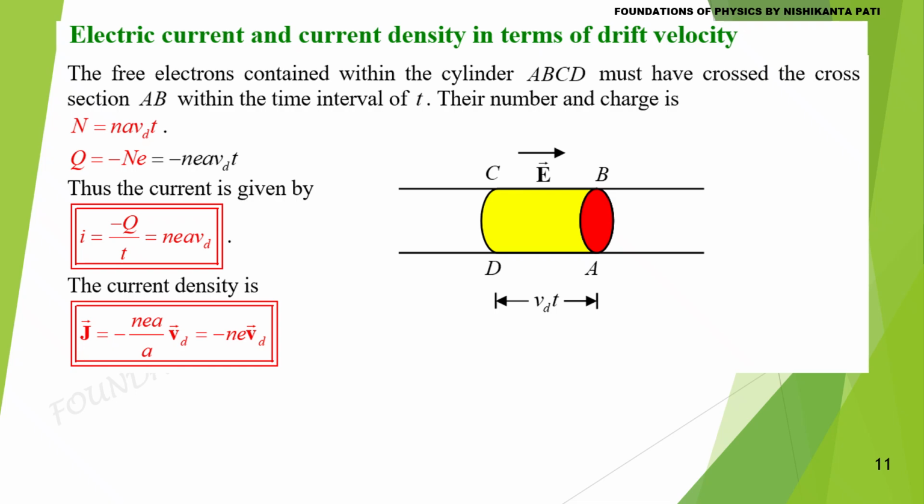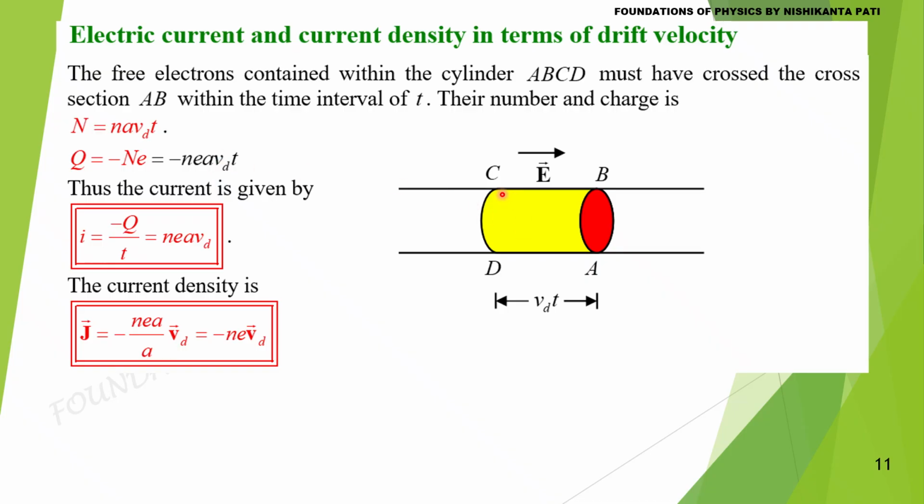Let us find the relation between electric current and current density in terms of drift velocity. This is a portion of a cylindrical conductor of cross-sectional area A. There is a uniform electric field E vector directed from left to right. Let there be n free electrons per unit volume, all moving with a drift speed Vd.